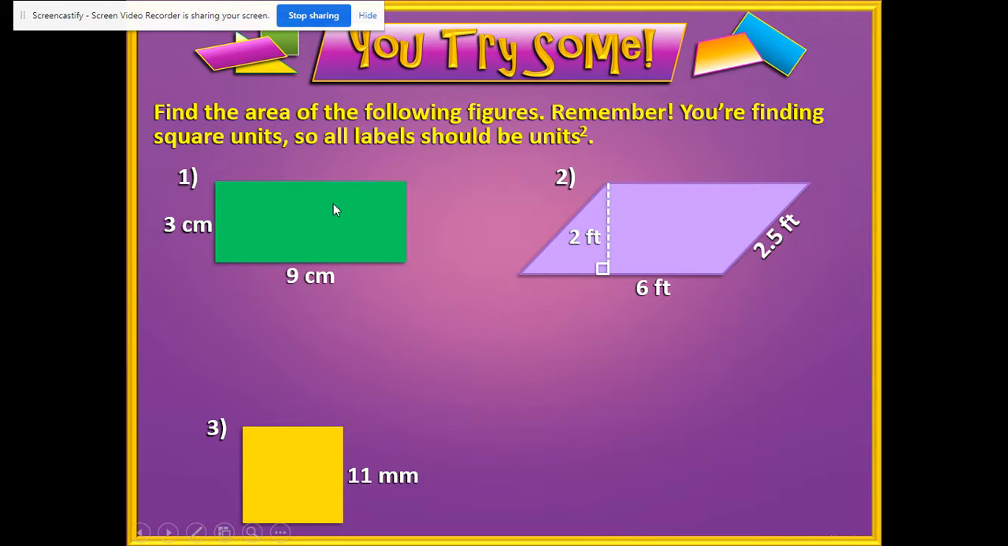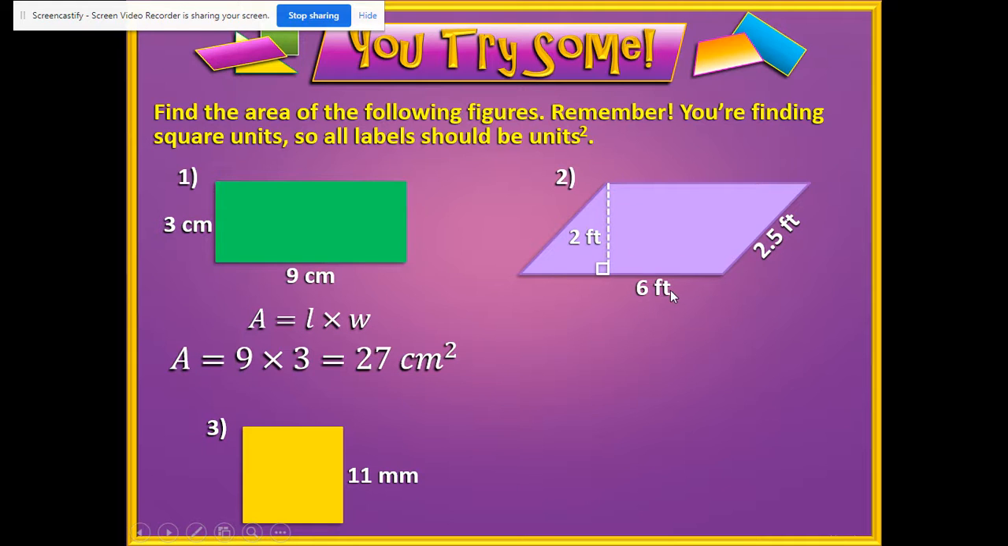If you have a rectangle with a length of 9 and a height or a width, depending on what you call it, of 3, what are you going to do? Well, you're going to take the 9 times the 3, and you're going to get length times width, and the area is 9 times 3, which equals 27 centimeters squared. We add that 2 up here to show that we are finding area, and we see that this does have a unit. It's centimeters, so we have to label it centimeters squared.